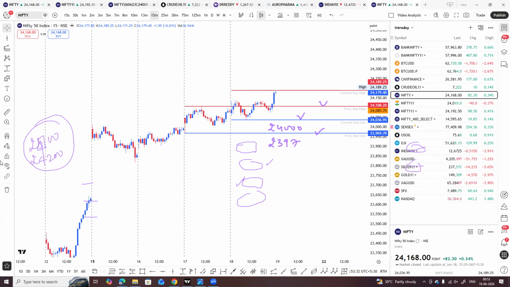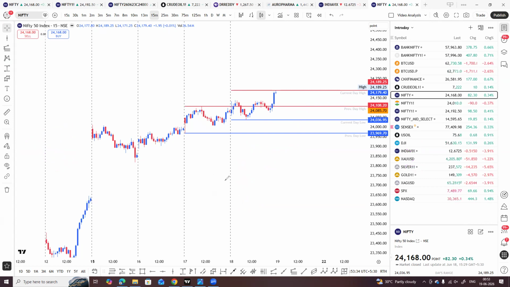Now coming to key resistances, that is going to be the current day high, 24,189, and after that 24,250, 24,300, and 24,400 are going to be the major resistances. And the range based on the ATR, if you see, is going to be 24,000 to 24,360. So this is the range which is going to be there.